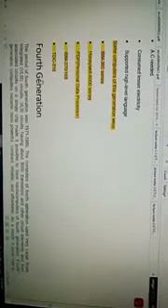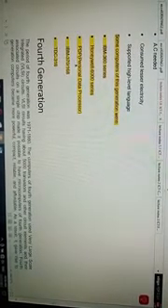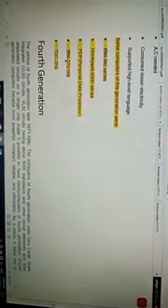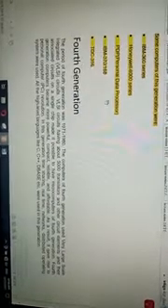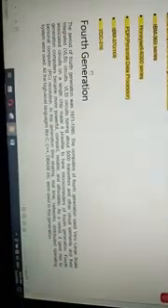What are some examples of this generation of computers? The IBM 360 series is an example of a third generation computer. Honeywell 6000 series, PDP personal data processing, IBM 370/168 is an example of a third generation computer. We have the TDC 316. Those are the examples of the third generation computer.